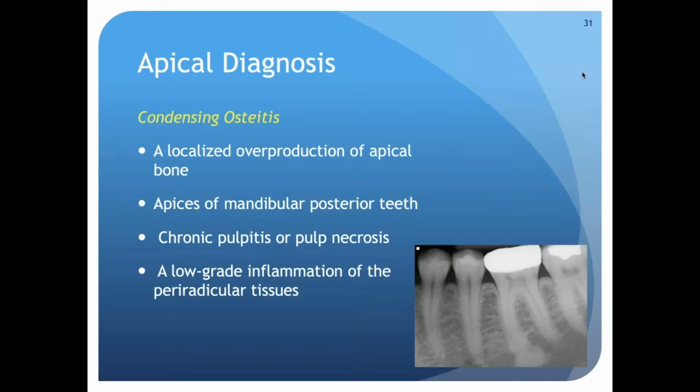So next we have our condensing osteitis. So this is normally from some kind of chronic inflammation, not always a pulpitis, or maybe even like a reversible pulpitis that's been long-standing. So it's a localized overproduction of apical bone. Oftentimes we're seeing the apices of mandibular posterior teeth. And like I said, there was some kind of chronic pulpitis or a pulp necrosis. And that low-grade inflammation caused some increased bone deposition in that area.